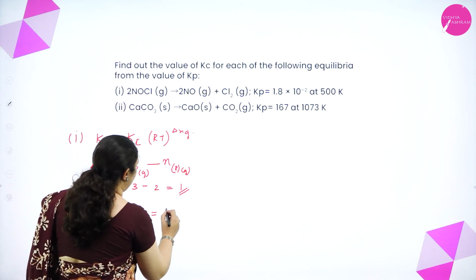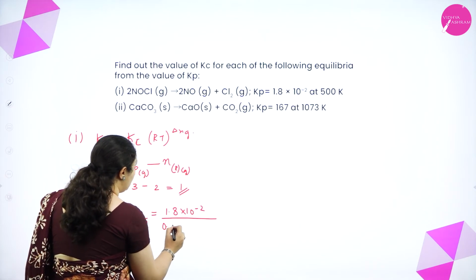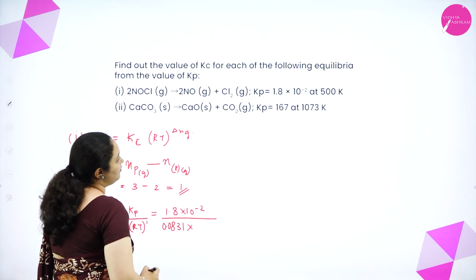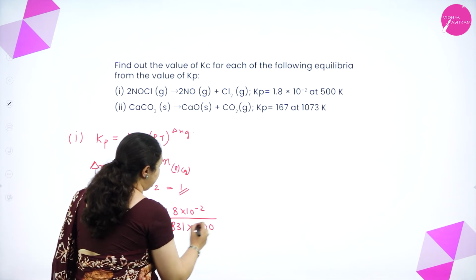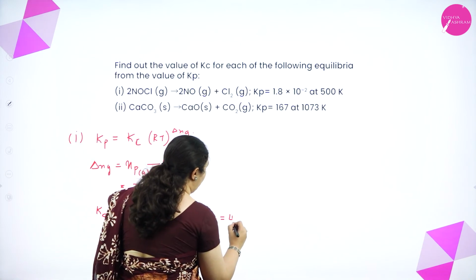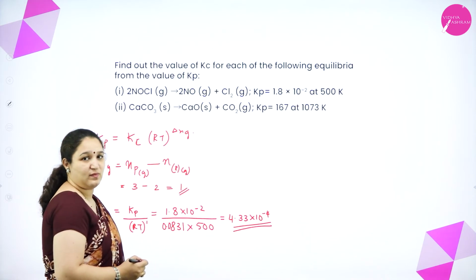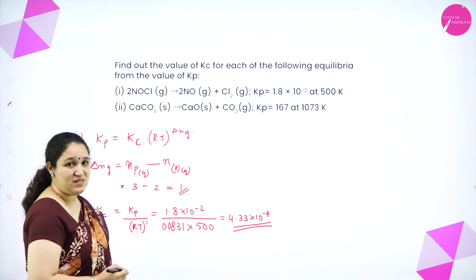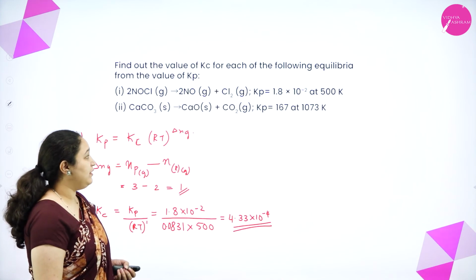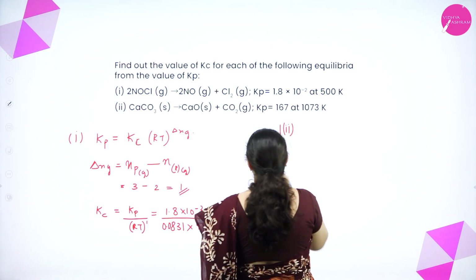What is Kp value? It is 1.8 into 10 to the power minus 2. What is R value? 0.0831 into temperature is 500 Kelvin. Correct? If I solve this, I'll get the answer as 4.33 into 10 to the power minus 4. Okay? So this is how you solve this problem. So there's one more, similar way. So we'll do the next one, that is part 2 of the same question.